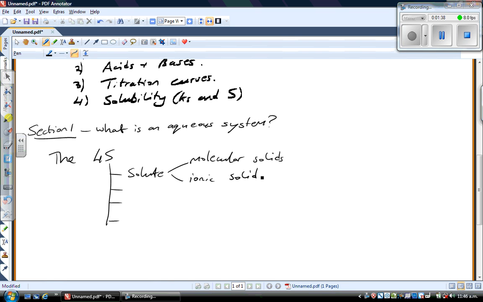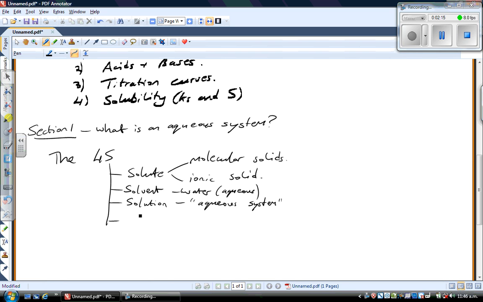You covered 4 types of solid in level 2 chemistry. You covered molecular solids, ionic solids, metallic solids, and also covalent network solids. But of interest here, we're just focusing on molecular and ionic. Then the solvent, of course, is water, hence this topic being known as aqueous systems. So aqueous is another word for water. And then the solvent with the solute dissolved will eventually form a solution, which is also known as our aqueous system.